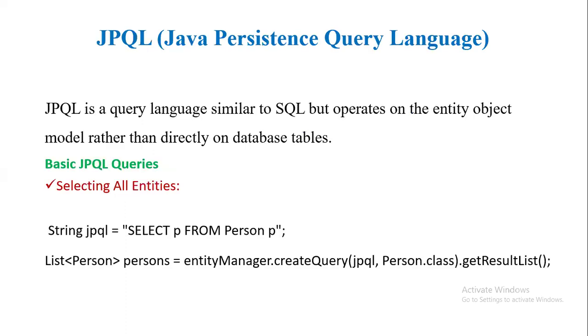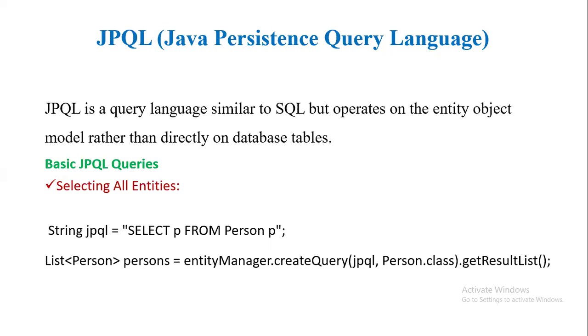First, we'll see JPQL, that is Java Persistence Query Language. JPQL is a query language similar to SQL but operates on the entity object model rather than directly on the database table. Let's see some basic JPQL queries. First, let's see how we select all the objects from the entity. Two lines of code help you retrieve all the objects from the given entity. Here the entity is Person.